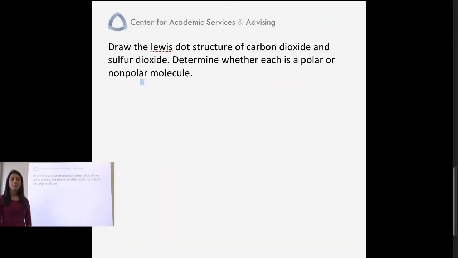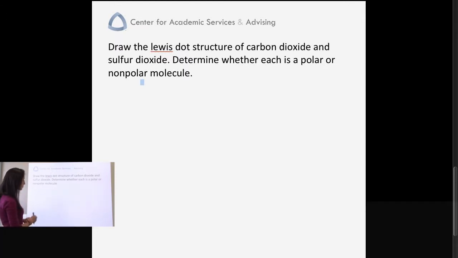Hi everyone, I'm Emily and this week we're working on drawing Lewis dot structures and determining polarity. The question is asking us to draw the Lewis dot structure of carbon dioxide and sulfur dioxide and to determine whether each is a polar or non-polar molecule. So let's go ahead and get started and let's do the Lewis dot structures first.